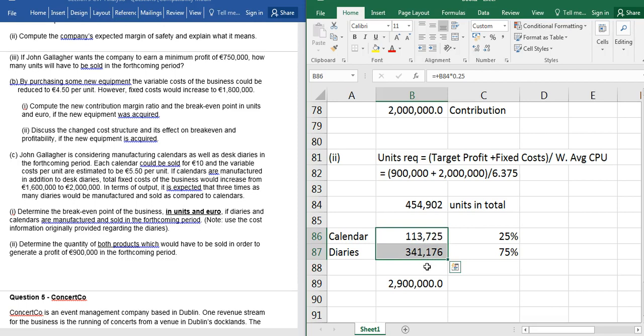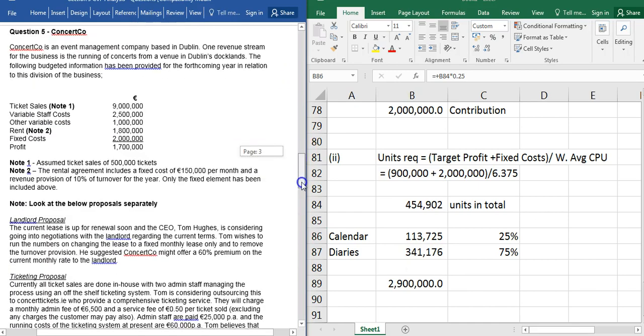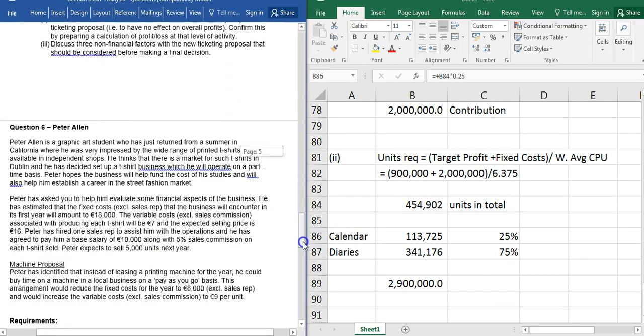So again, this question was just looking at CVP analysis. Parts A and B looked at a single product. Part C then is starting to layer on more of the real world, where you have multiple products in a portfolio, and you need to get the weighted average CPU. The next questions you should be looking at, which have screencasts as well, are then Concert Co, and finally then Peter Allen.